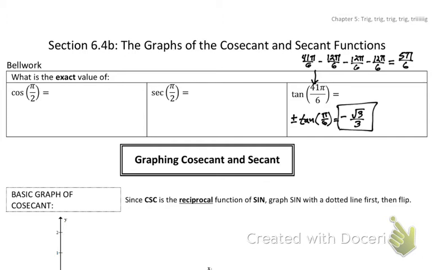It looked like we were torn between these two. The correct answer is D. The correct answer is D, not A. It's D, negative square root of 3 over 3. Let's go back to the beginning. Cosine of pi over 2, that's from our original unit circle. What's the cosine of pi over 2? 0.